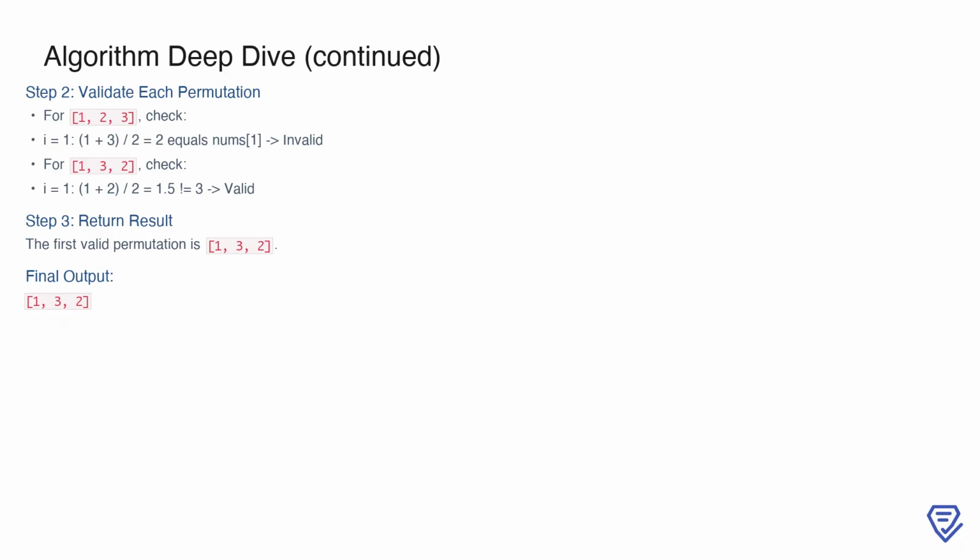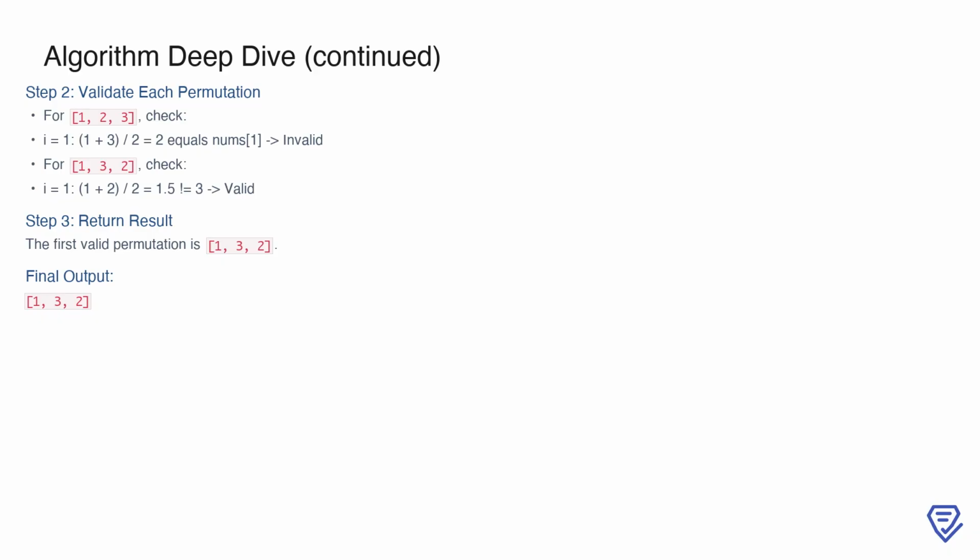Starting with 1, 2, 3, we calculate the average of neighbors for i equals 1, which is (1 + 3) divided by 2, equal to 2. Since this equals nums[1], the permutation is invalid. For 1, 3, 2, we check the average for i equals 1, which is (1 + 2) divided by 2, equal to 1.5. This does not equal nums[1], so the condition is satisfied. Since this permutation meets the criteria for all indices, we return it as the result. The final output is 1, 3, 2.